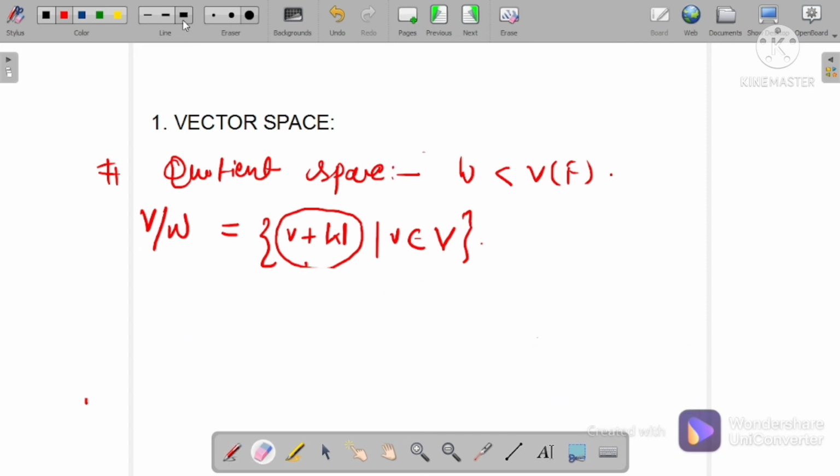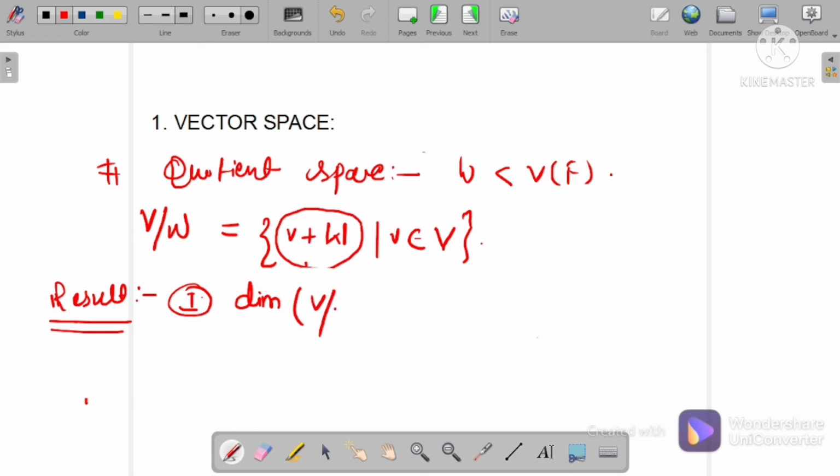Okay. Now some results about quotient space. The first result is: the dimension of the quotient space V modulo W is equal to the dimension of vector space V minus the dimension of vector space W. If V is a finite dimensional vector space, then the dimension of V modulo W is the dimension of V minus the dimension of W.